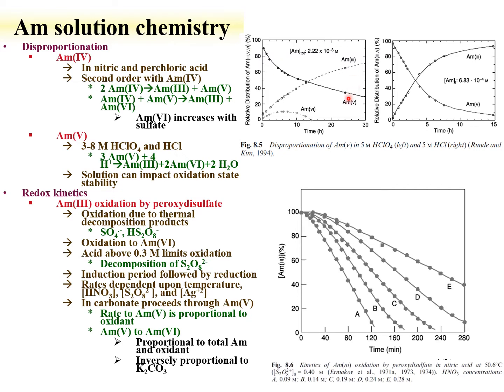And then here's some of the disproportionation kinetics, where we see the relative distribution of the different americium oxidation states, the 3, the 5 decreasing, and the 6 increasing and then decreasing over time in 5 molar perchloric and 5 molar HCl. We certainly see some differences in the HCl, where it's driven to the trivalent americium state more rapidly than in the perchloric system.